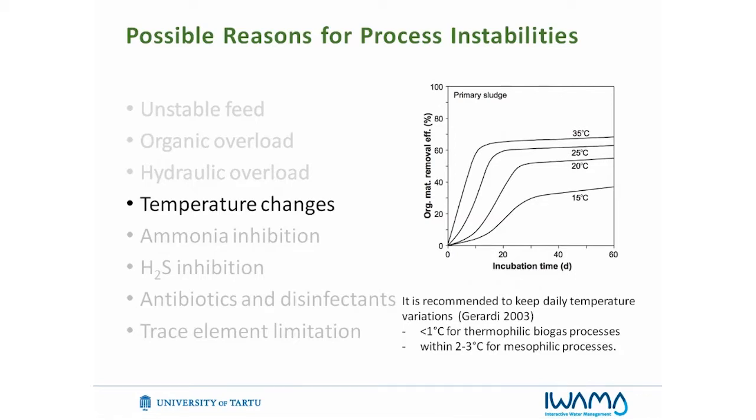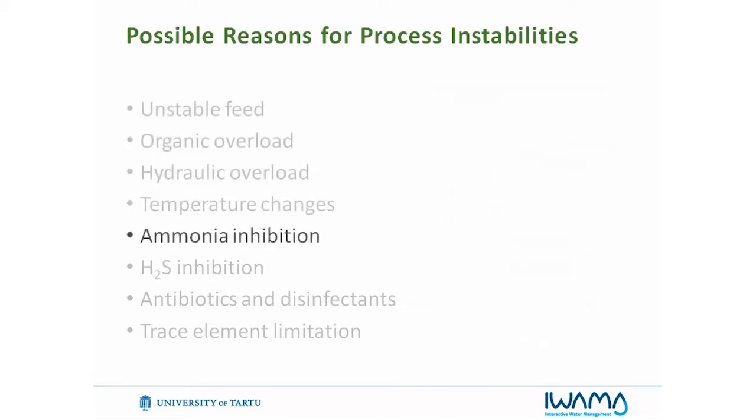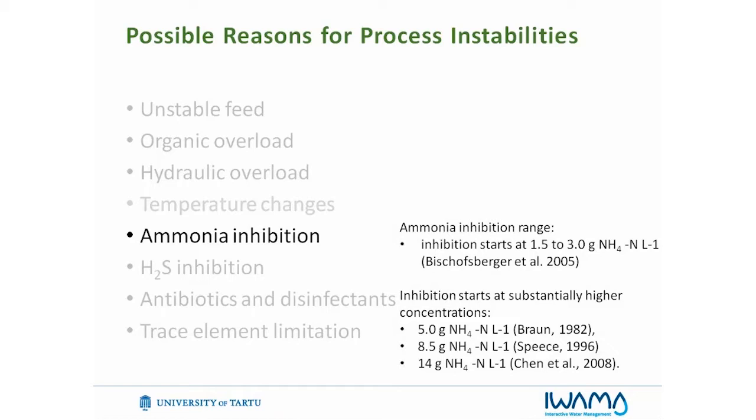Temperature changes. Of course, temperature change is bad because the bacteria consortia are stable in stable conditions, and according to some references, the temperature should decrease only 1 degree in a thermophilic biogas process, and only 2 to 3 degrees in the mesophilic digester. So if there is a problem with heat exchangers, then the best would be to have a stable control.